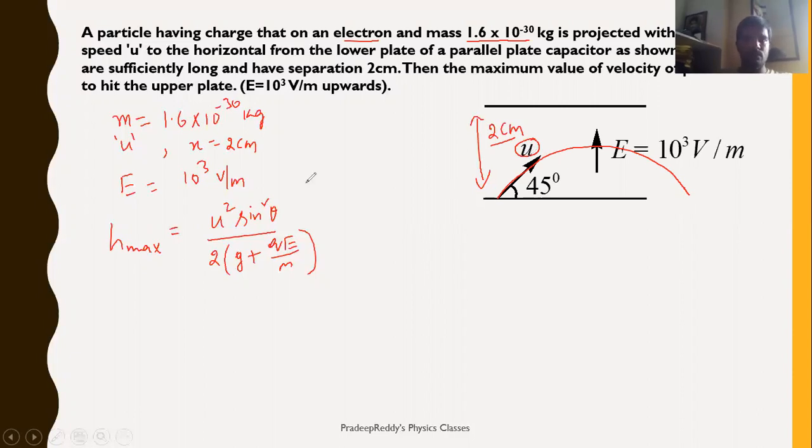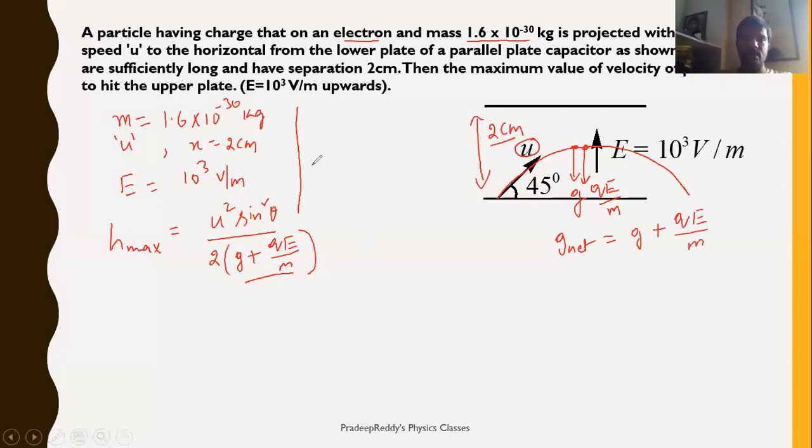Now, as we know, using kinematic equations, the maximum height reached by the particle should be equal to u square sine square theta by 2g, where g should be replaced with the effective acceleration. It is g plus qE by m, because on this charged particle there will be downward acceleration due to gravity, and as this is an electron, it will experience a force in the downward direction, and that is qE, and its acceleration is qE by m. So g net will be equal to, both are in the same direction, g plus qE divided by m.